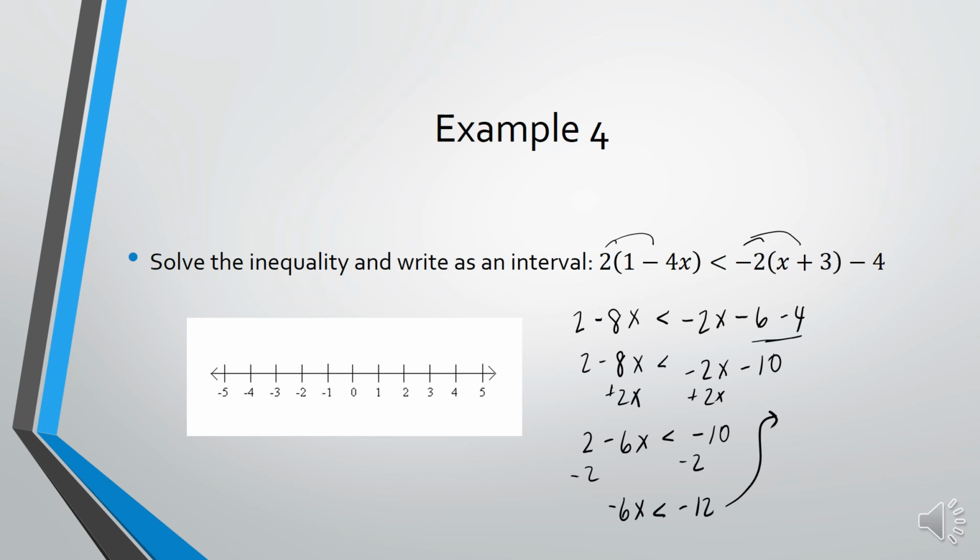And lastly, I want to divide by negative 6. But remember what we have to do. I'm going to have just a positive 2 on the right, but because I divided by a negative, flip the sign. So my answer is x is greater than 2. Let's draw that. I use an open circle because we don't want to include 2. And my interval would be 2 to infinity with open parentheses on both ends.